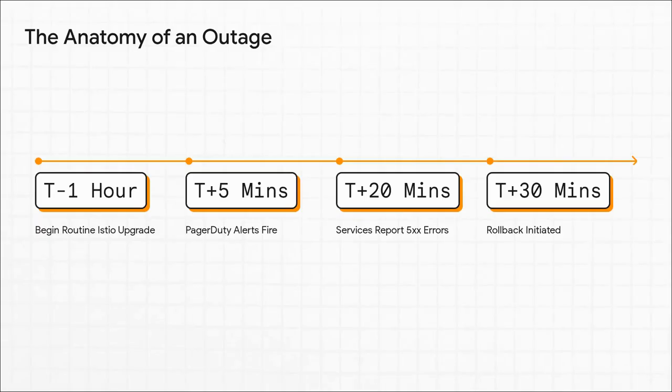So picture this. It all started as just another Tuesday maintenance window. An hour before things went bad, the team kicked off what they thought was a super simple Istio version bump. But just 5 minutes in, bang. The pagers start screaming. PagerDuty is lighting up everyone's phones. 20 minutes in, it gets worse. Services all over the place start throwing 5xx server errors. The team is scrambling, and by the 30-minute mark, there's no other choice. They have to hit the big red button and initiate a full rollback. A total day two nightmare.